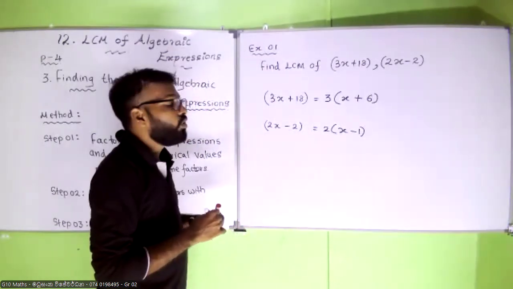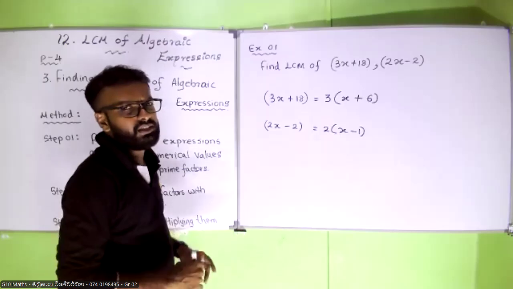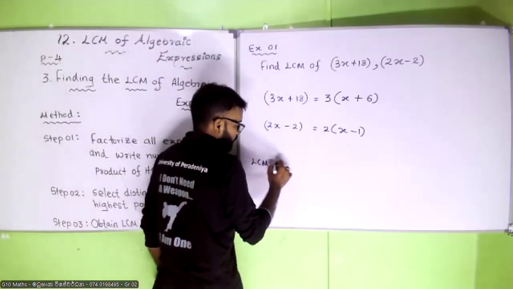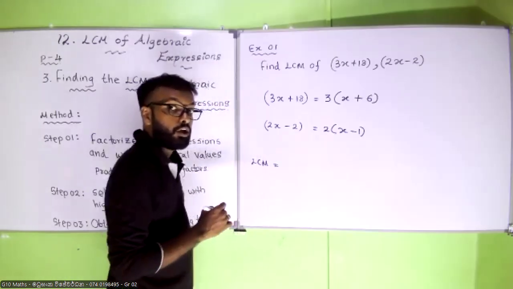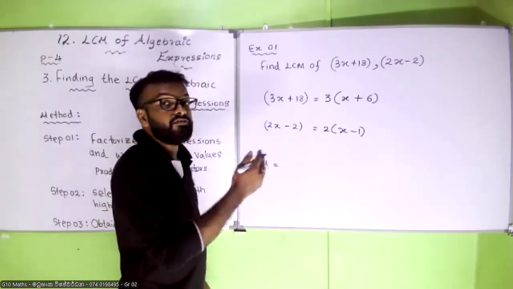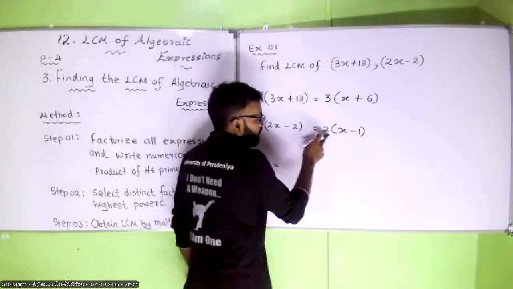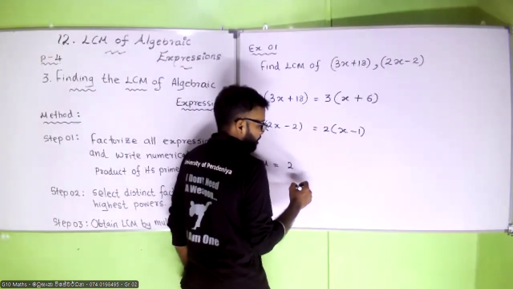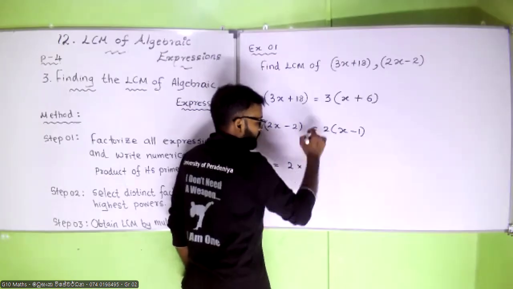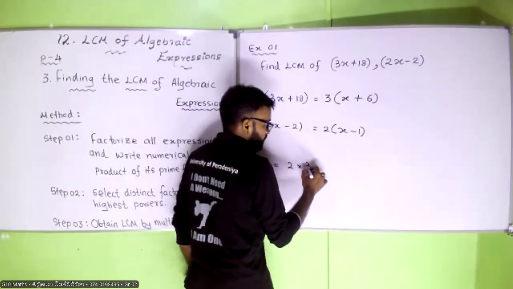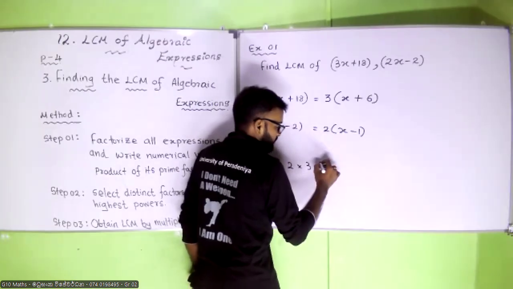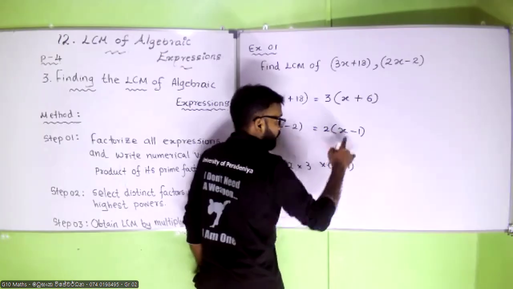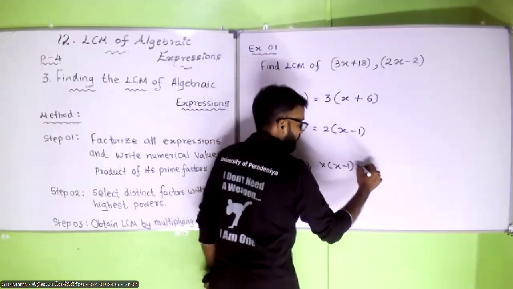Now you can find the LCM. First of all, you need to identify distinct factors. 2 is a distinct factor. 3 is a distinct factor. x minus 1 is a distinct factor. x plus 6 is a distinct factor.